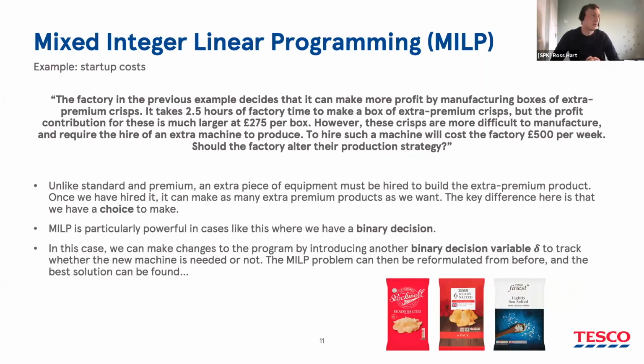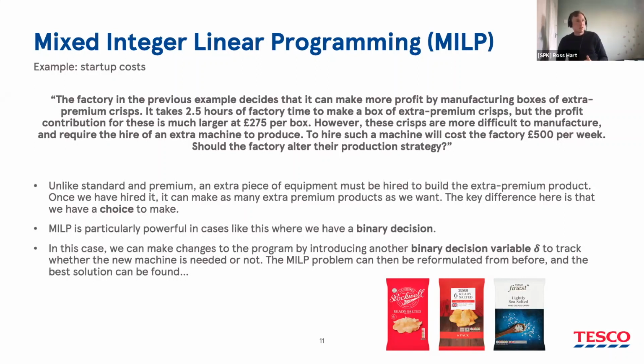The problem statement is that the factory in the previous example decides it can make more profit by manufacturing boxes of what we'll call extra premium crisps. It takes 2.5 hours of factory time to make a box of these, but the profit contribution is much bigger, £275. But there is a problem: to manufacture them, we need to hire an extra machine in our factory that we don't currently have access to. So the question is, should the factory be altering our production strategy? It's kind of a trade-off here. Is the hiring of this extra machine worthwhile for us?